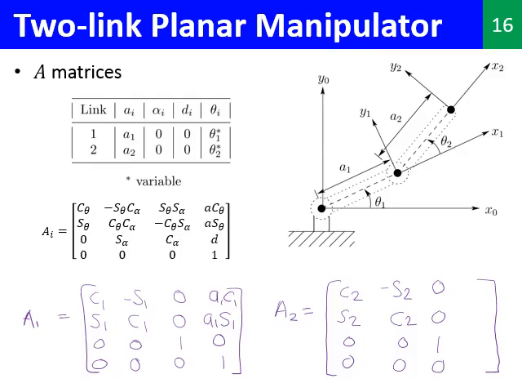The final column, A2 C2, right? And this is A2 S2, D2 equals 0, and finally we have a 1. So there we have the A2 matrix.